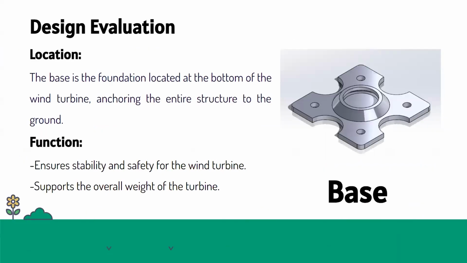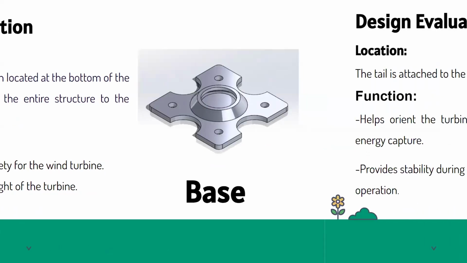And the next thing I would like to talk about is the base. The base for the wind turbine is necessary because it holds a lot of load, not only from the wind turbine itself, but also from the incoming winds. As for the location, the base is the foundation located at the bottom of the wind turbine, anchoring the entire structure to the ground. Like I said, its functions are to ensure stability and safety for the wind turbine, and it supports the overall weight of the turbine.